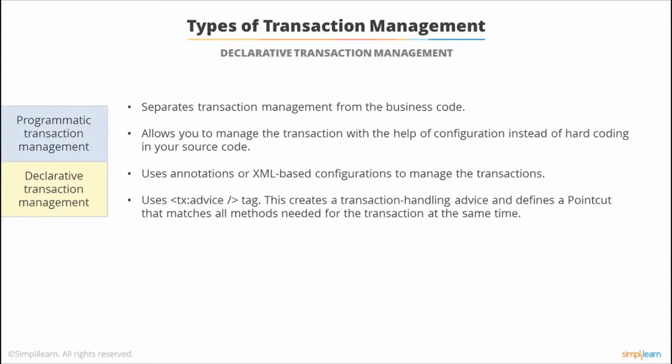Then we have declarative transaction management, which separates transaction management from the business code. It allows you to manage the transaction with the help of configuration instead of hard coding it in your source. It uses annotations or XML based configurations to manage the transactions, and it uses the tx:advice tag, which creates a transaction handling advice and defines a pointcut that matches all methods needed for the transaction at the same time.